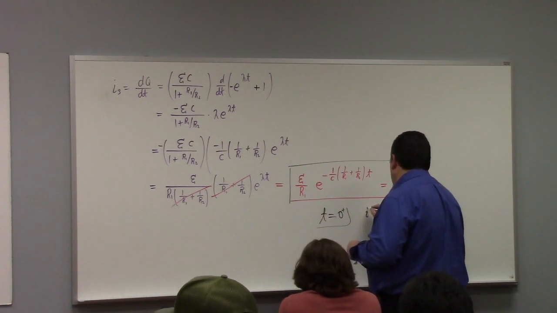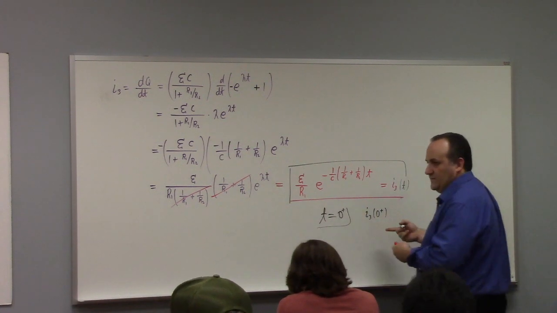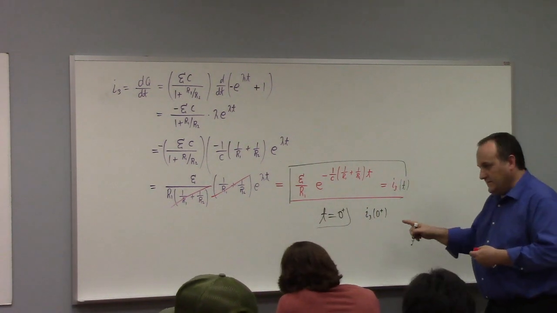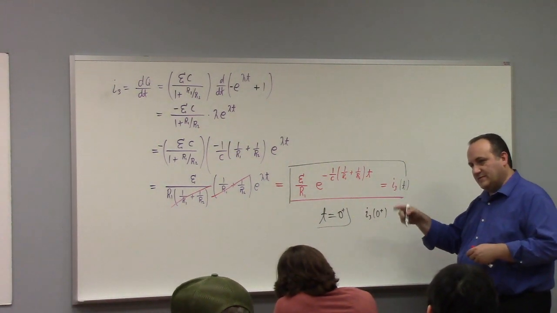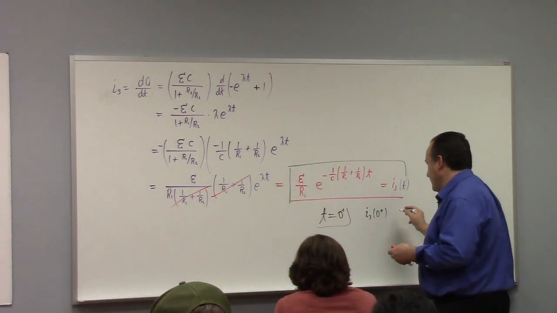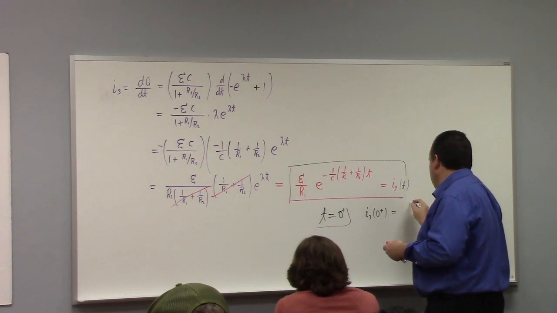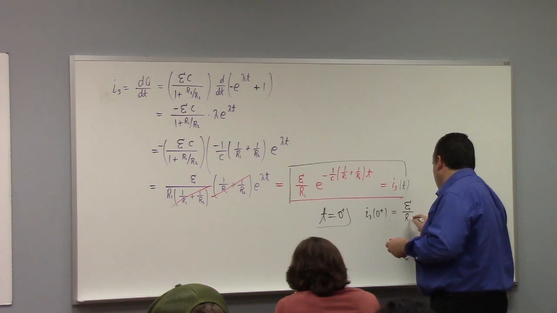We have I3 of 0 plus, just a little bit after time 0. That's our notation for this, right? 0 plus technically means t equals delta, where delta is greater than 0, but a very small positive constant. But let me just say 0 plus for the sake of not making this into a Calc 2 class or something, or worse yet.